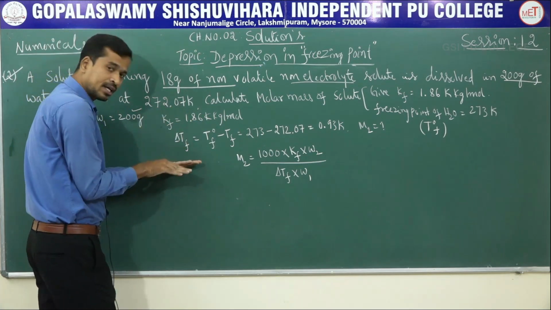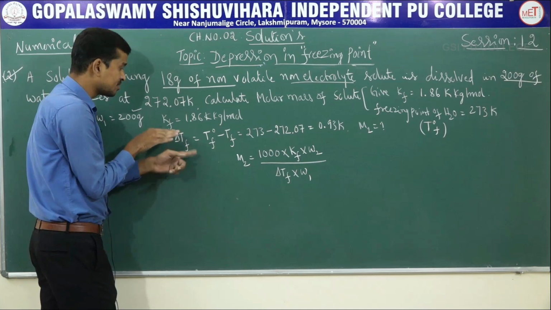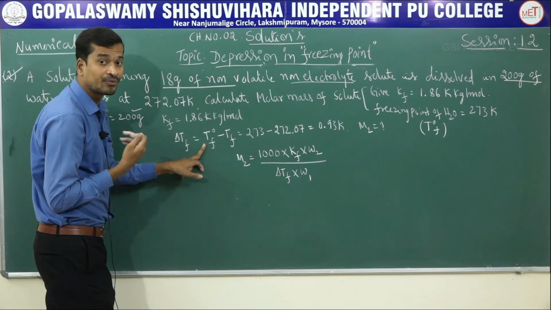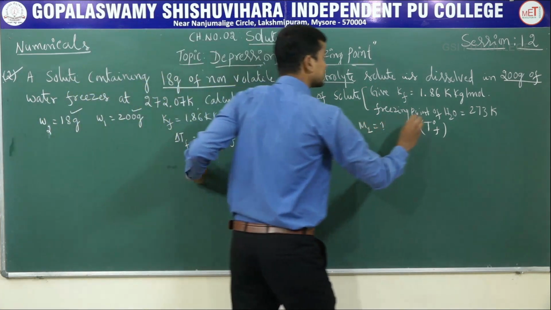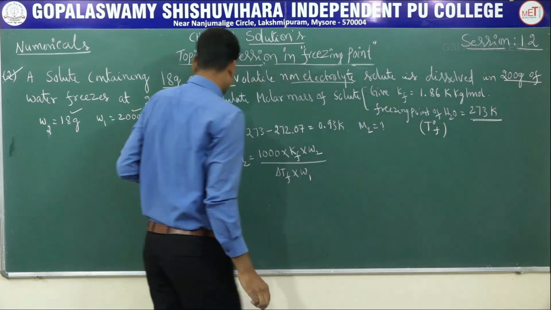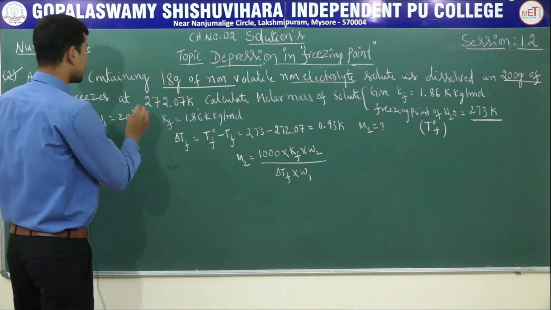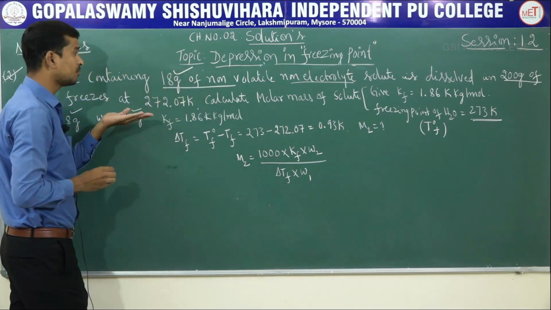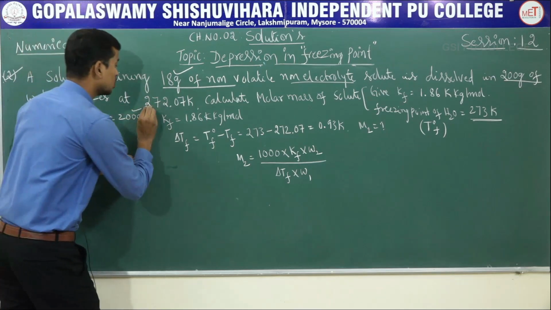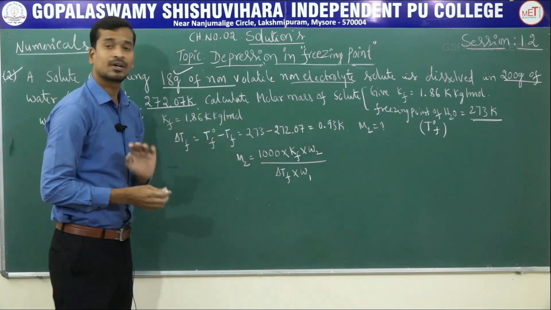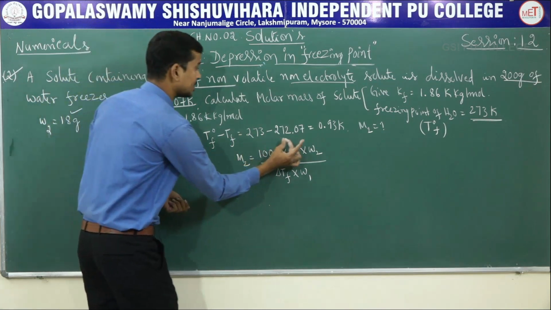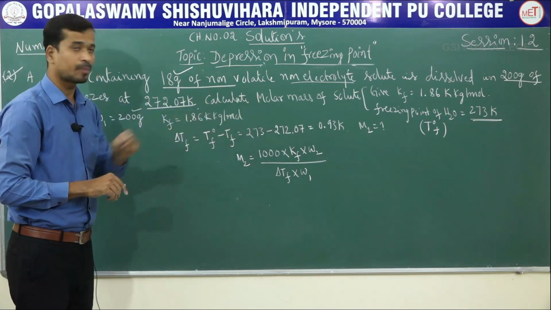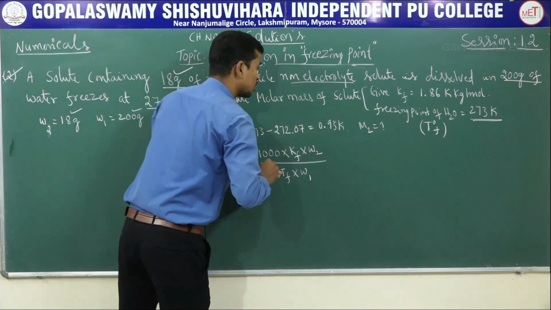Next, the depression in freezing point delta Tf is equal to T naught F minus Tf. T naught F indicates what? Freezing point of pure solvent. In this case, the solvent is water, 273, minus the freezing point of the water solution containing 18 gram of non-volatile solute, 272.07 Kelvin. The difference is 0.93 Kelvin. The depression in freezing point is how much?